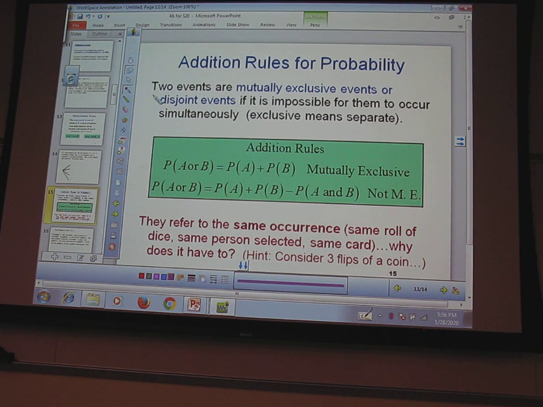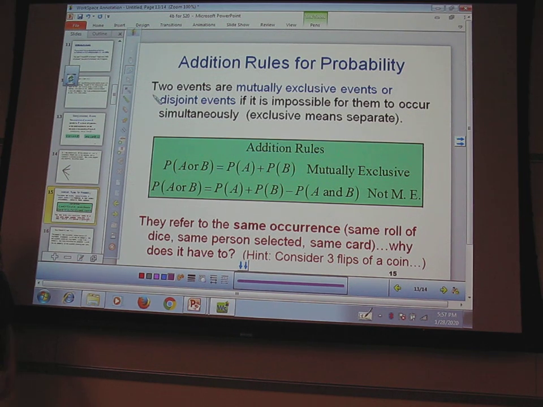These are the addition rules for probability. These should be in your notes. You should write them into your notes, right? We're filling this stuff out. Adam, go ahead and read. Two events are mutually exclusive events or additional events if it is impossible for both of them to occur simultaneously. Exclusive means separate. So the addition rules, if they're mutually exclusive, they can't occur at the same time.